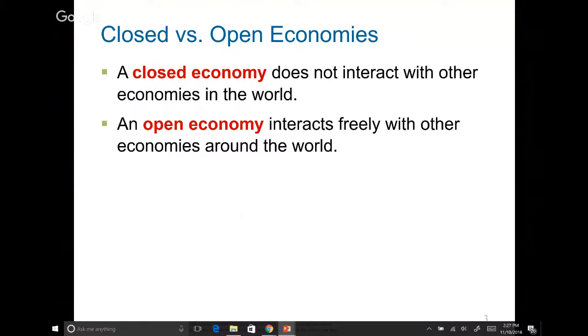Most of the economies in the world today are open economies. But if you look at the economy of North Korea, a very special country, North Korea is a closed economy because they do not interact with other economies in the world. That's why you cannot buy anything from North Korea. And if you go to North Korea, they don't sell anything that's made in America. Okay, that is a closed economy.